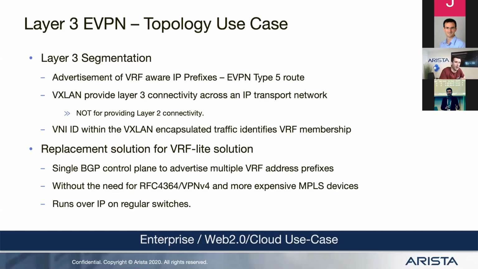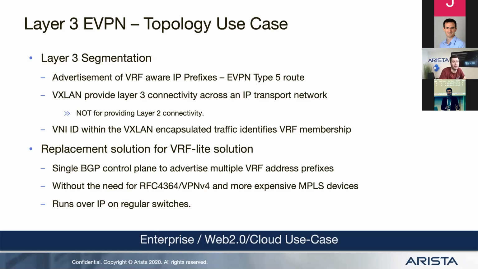It's just that when you do this on VRF Lite, multiple BGP sessions have to be set up. It can be quite unwieldy and quite difficult to manage. And then if you're looking at RFC 4364 or VPN v4, typically you would have to use more expensive MPLS routing type devices to provide that separation.